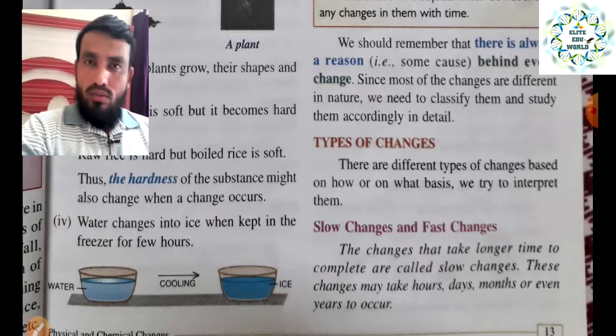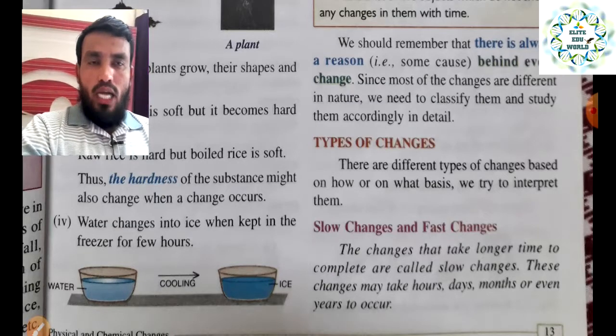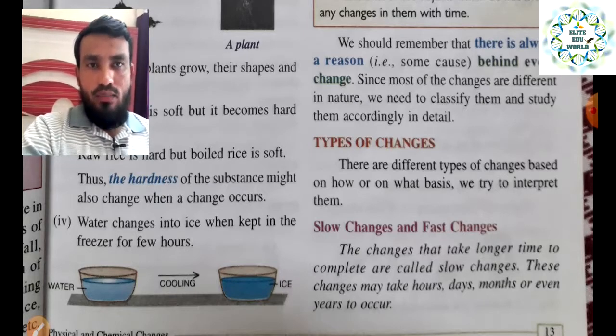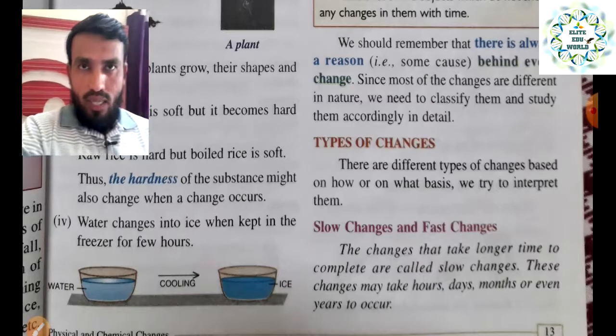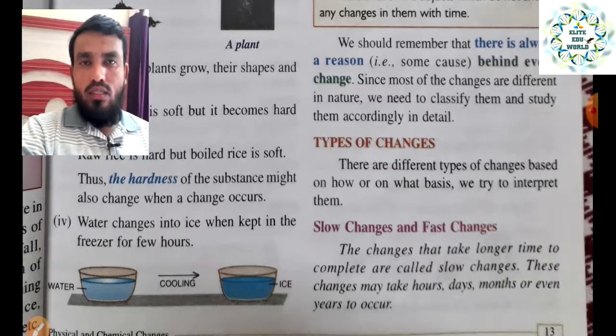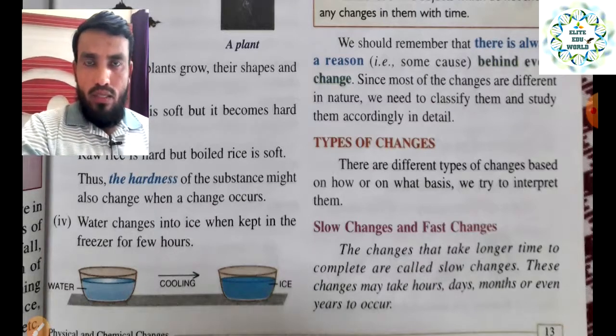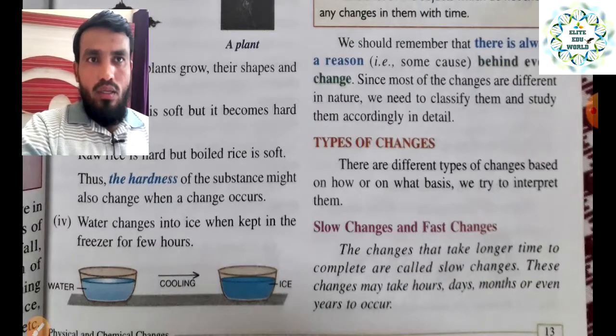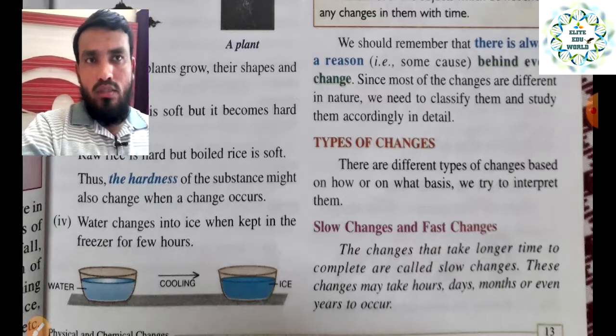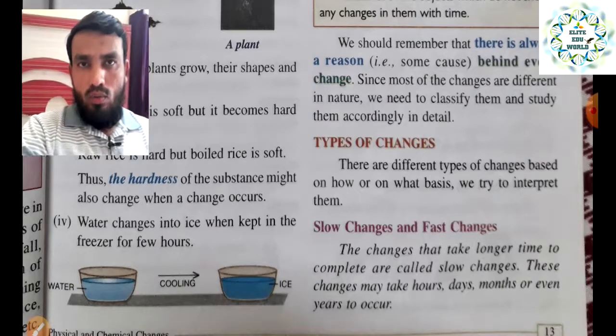So what types can we make? Types of changes. There are different types of changes based on how and on what basis the change is happening, with some examples. We will try to interrupt them on that basis. Sometimes we want to slow a change down, and sometimes we want to make it fast.